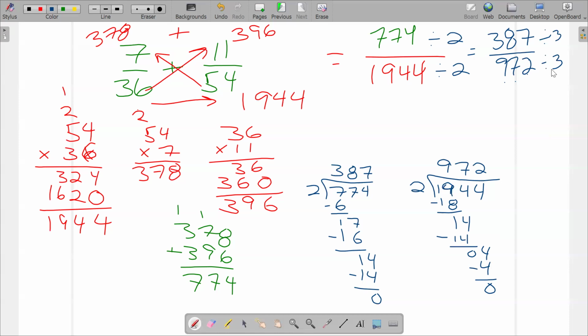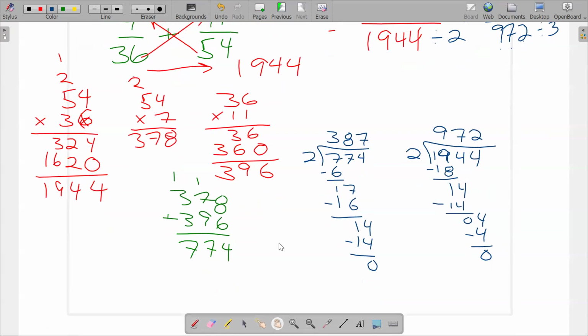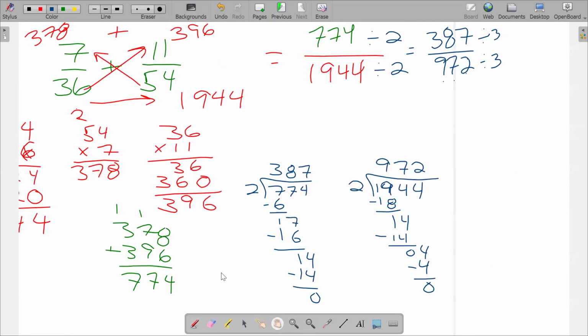And I'm running out of room. Slide it up and then come back. Oh, no, slide it over. There we go.